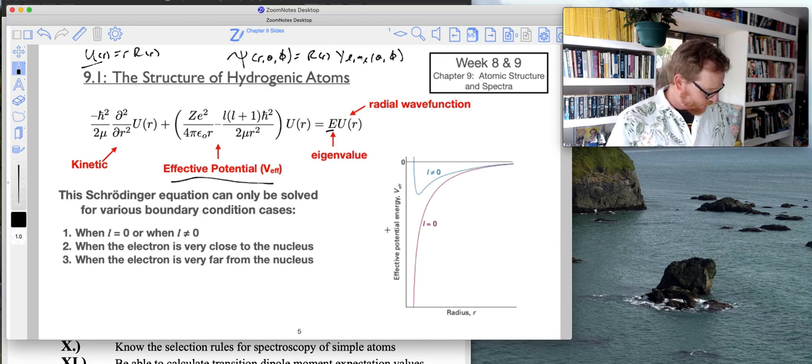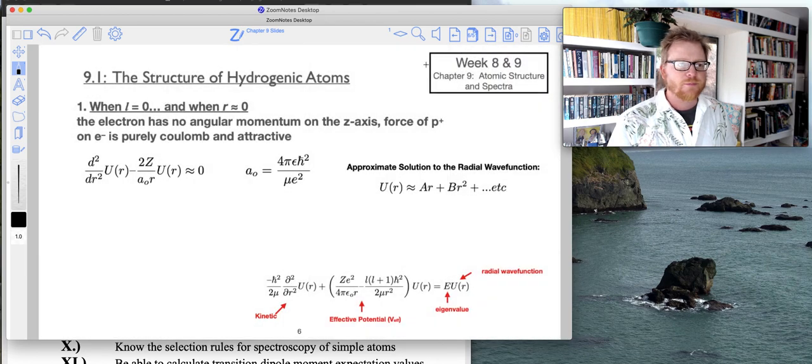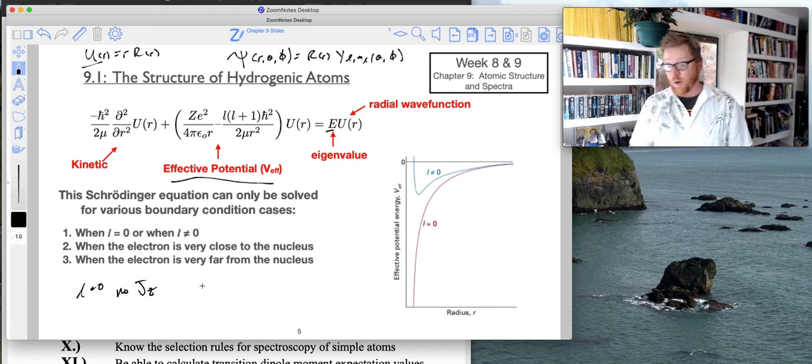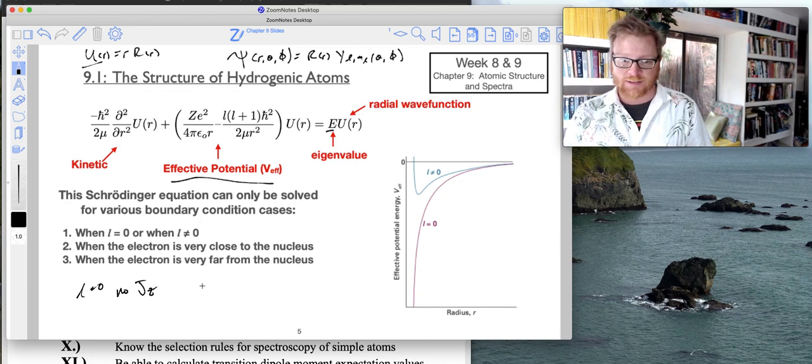So for example, if we go to the next slide here, when L is equal to 0, the electron has no angular momentum. So let's not quite go into this yet. Let's just focus on that. So when L is equal to 0, there's no JZ component. There's no angular momentum on the z-axis, okay?